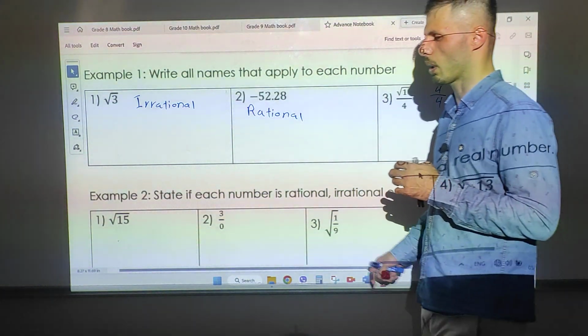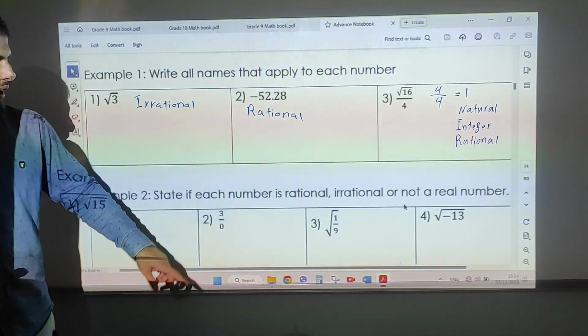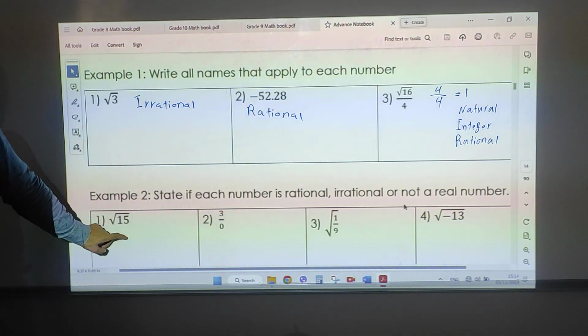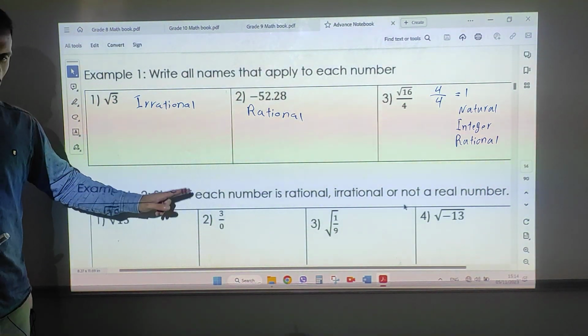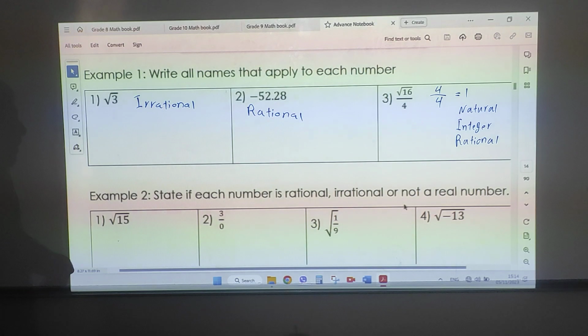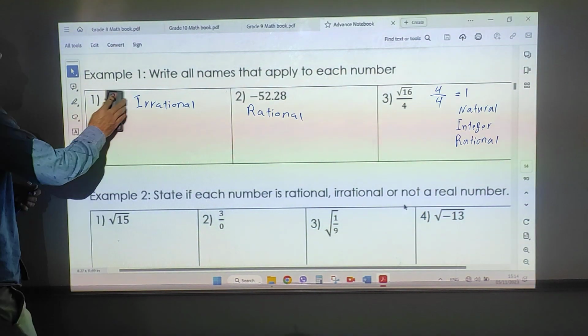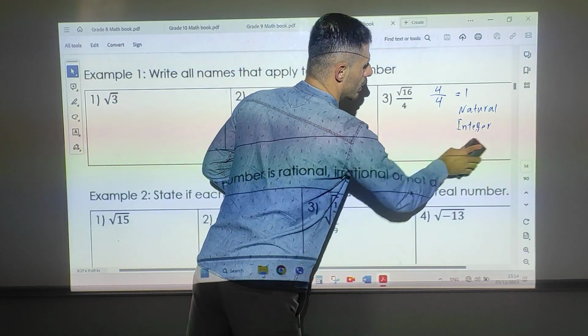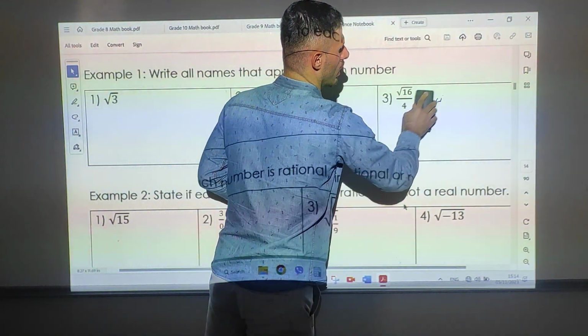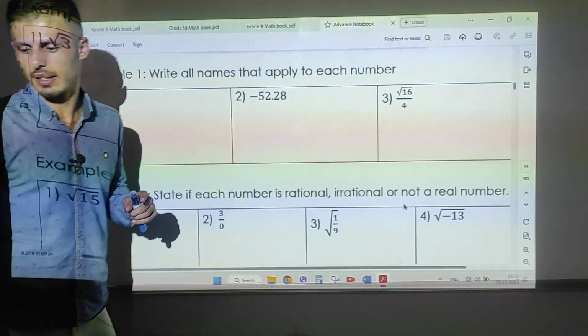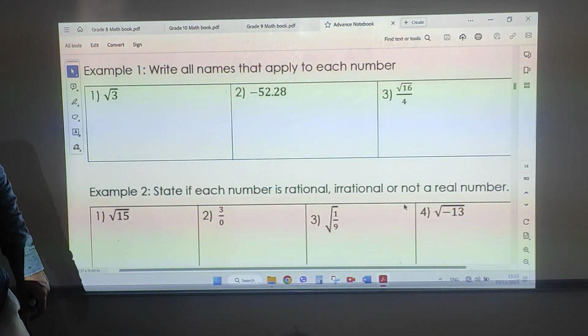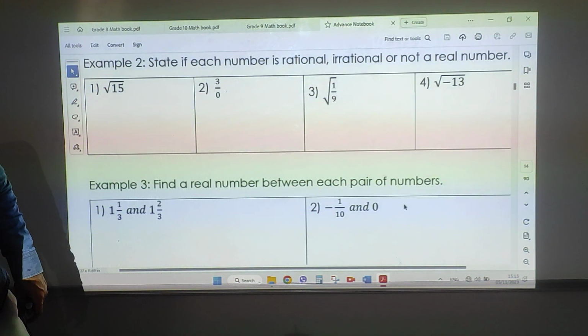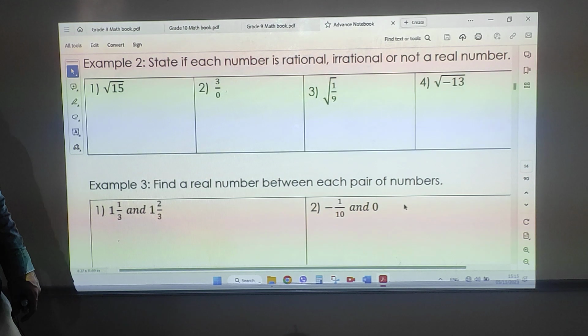For the other one, example 2: state if each number is rational, irrational, or not a real number. We just talk about these three, which is very important: rational, irrational, not a real number. For the not real numbers, we have two cases you must know. When you see that it's not a real number, directly you say it's not a real number. If it's not one of these two cases, you'll think about it. Maybe it would be rational or it would be irrational.